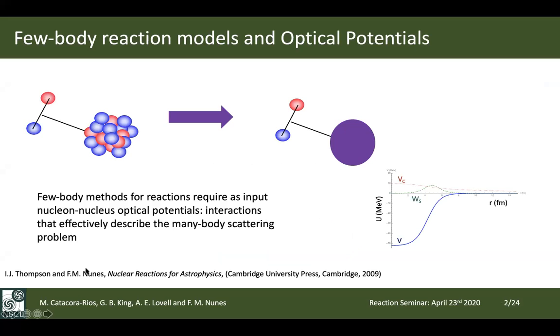As we know, a full many-body microscopic approach is currently not possible for intermediate and heavy nuclei. For this reason, we use few-body methods that require as inputs nucleus-nucleus optical potentials. These potentials are effective interactions that describe the many-body scattering problem. As Amy stated last Tuesday, our group has been looking into quantifying the uncertainties coming from the optical potential.